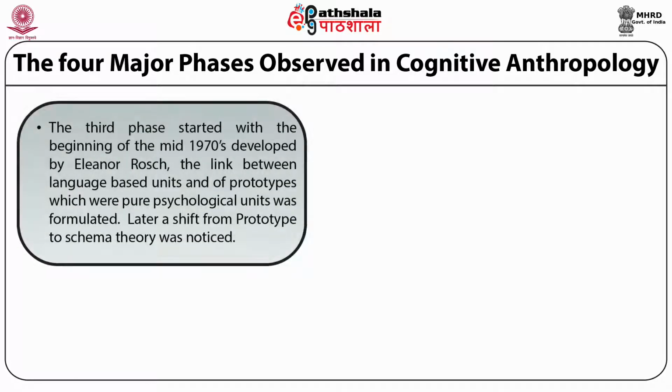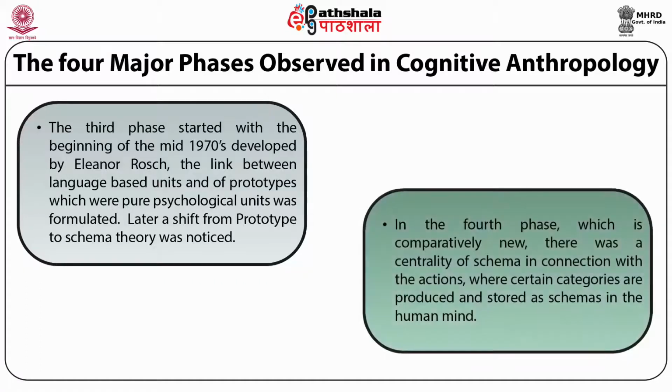In the third phase, developed by psychologist Eleanor Rosch, the link between language-based units and prototypes, which are purely psychological units, was studied, in an entirely schema-based theory in psychology. The last phase in cognitive anthropology is the schema-based theory: how certain categories are produced and stored as schemas in the human mind, which has been taken heavily from psychology.